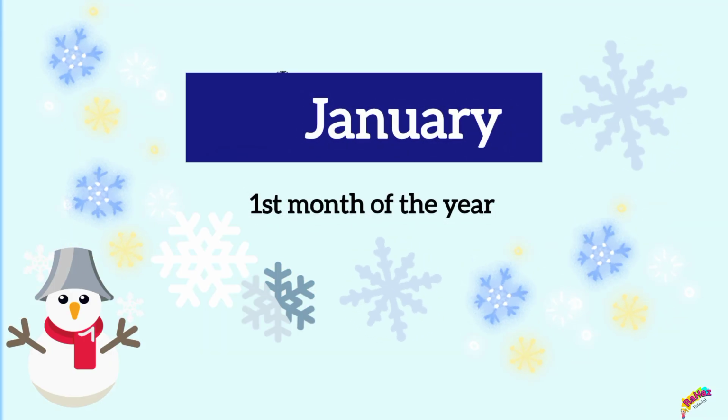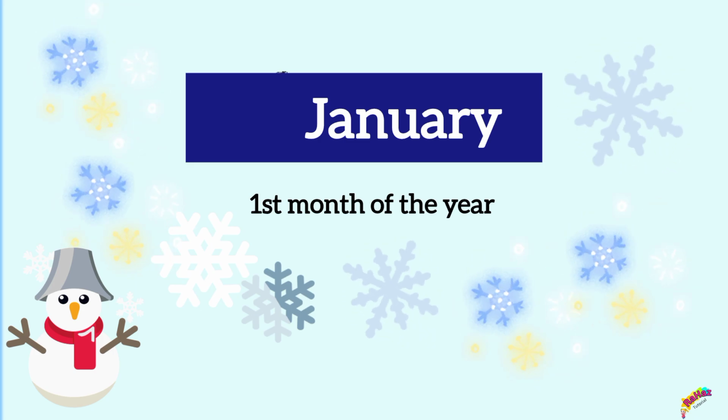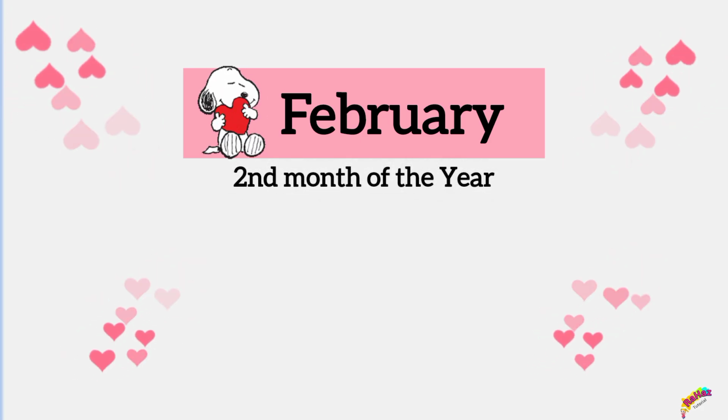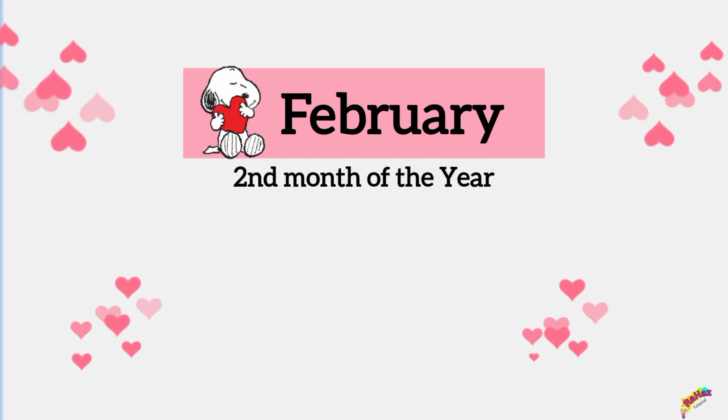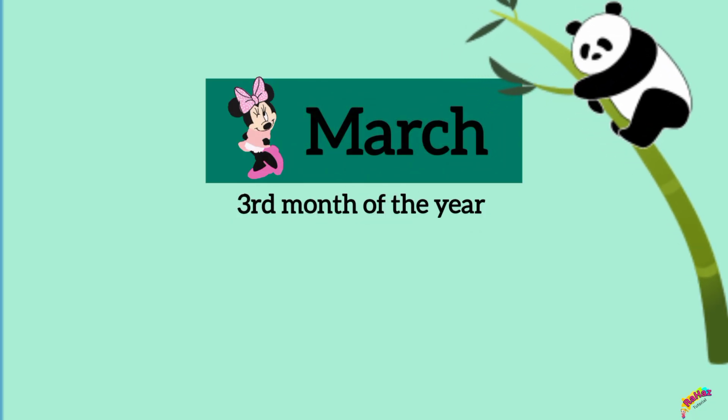January. January is the first month of the year. February. February is the second month of the year. March. March is the third month of the year.